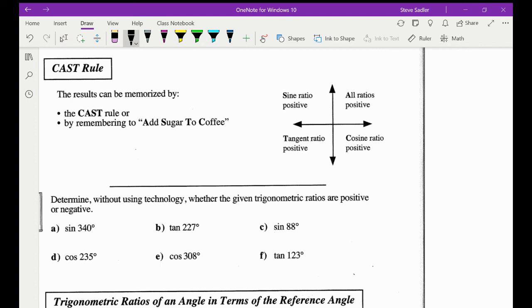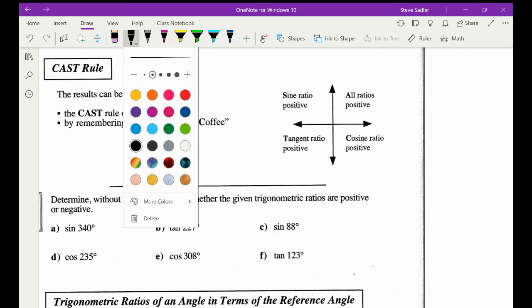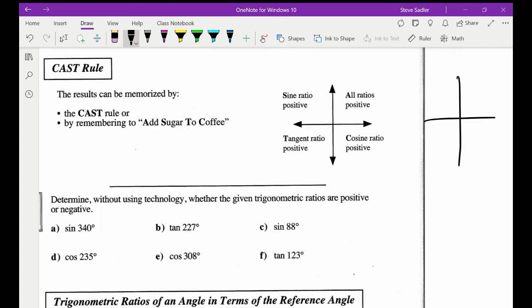So there's a couple different ways to memorize how this works. Cast is this. Cast. So that means in quadrant 1, all ratios are positive. In quadrant 2, the sine ratio is positive. In quadrant 3, the tan ratio is positive. And in quadrant 4, the cos ratio is positive. You do need to memorize these.